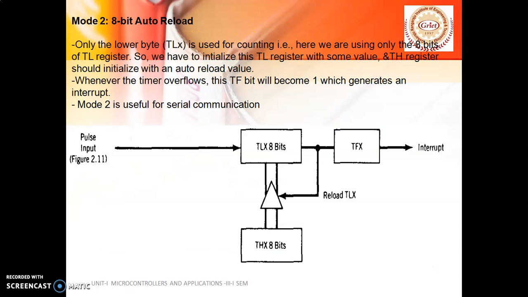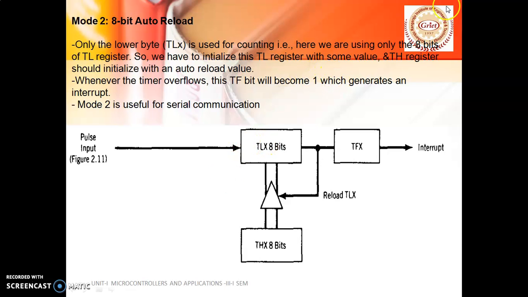Coming to mode 2. Mode 2 is called an auto reload mode. Why is it called an auto reload mode? Because we are using 8 bits of the TLX register. We have to initialize this TL register with some value, and automatically the TH register should be initialized with an auto reload value. So assuming that the TL register is started with 0, for every clock pulse the timer register receives, it gets incremented by 1 till it reaches the maximum value.